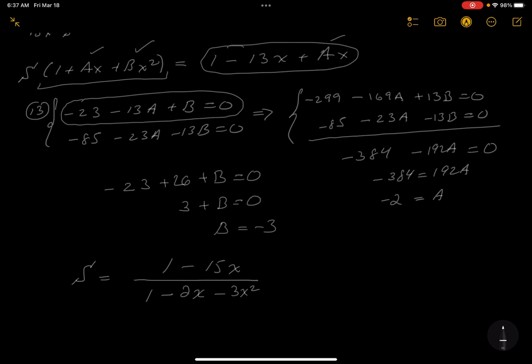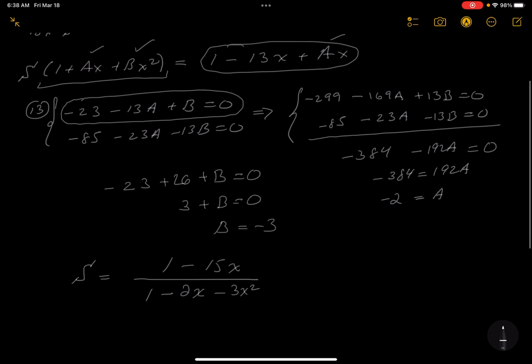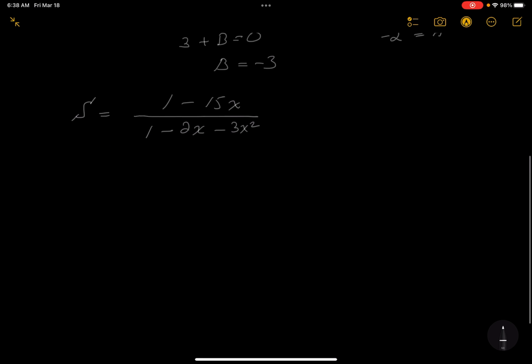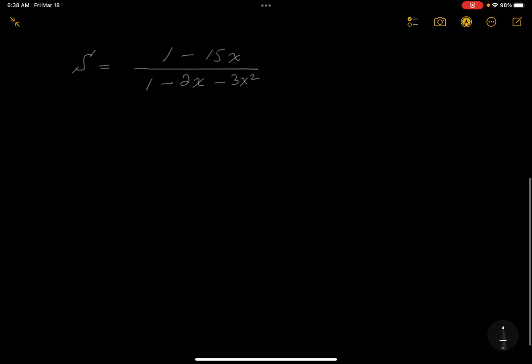Now, as we did for problem number 1, I did a long division to check it. I'm not going to do the long division now, all right? What I'm going to do is use partial fractions to break this thing up. And yes, I noticed a lot of work. So let's take a look.